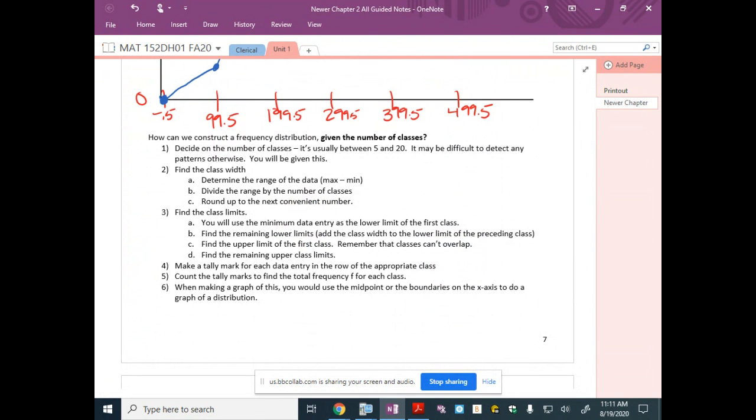Here's the thing. I am going to tell you the number of classes. You will determine the class width, and it will always round up. Trust me. I've had a lot of students say, oh, Mr. Jarrett, I still have one more class to go. And I'll say, did you round up? Because even if you got like 12.05 for the class width, you have to make it 13. Otherwise, it will not work.